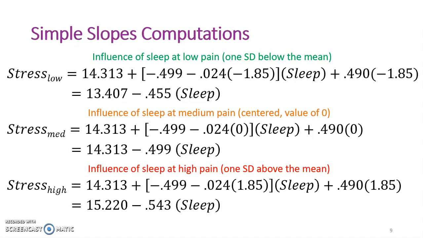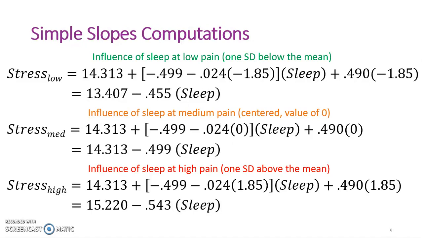And so you can see here that I've plugged that into this equation. And then I've simplified the equation to an intercept and a slope for stress at low pain. So the intercept is 13.407. So this would be the predicted stress score for low pain value. And then we have the influence, or the slope, of sleep onto stress at a low pain value. And this slope is negative 0.455.